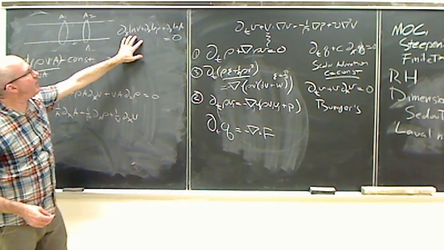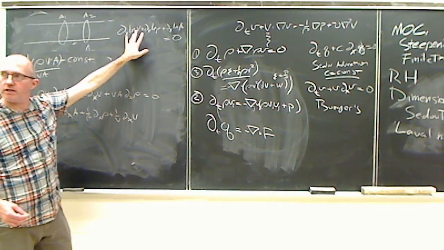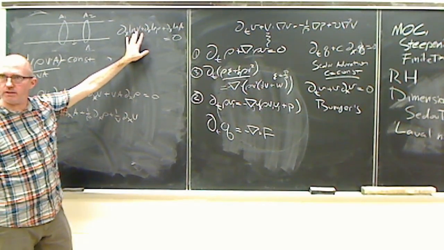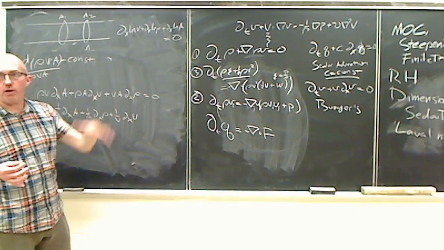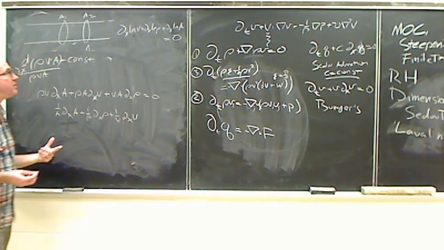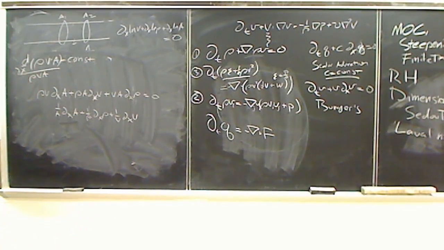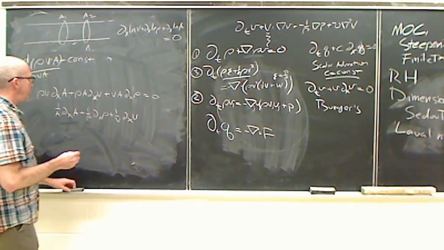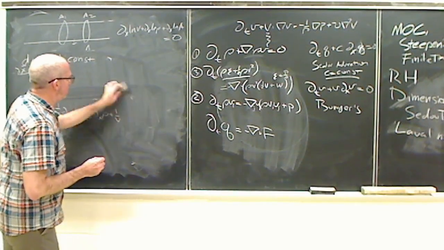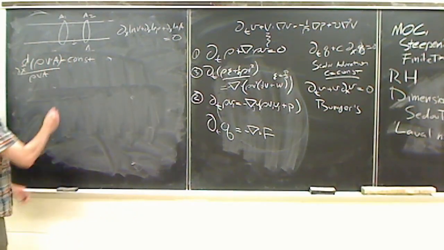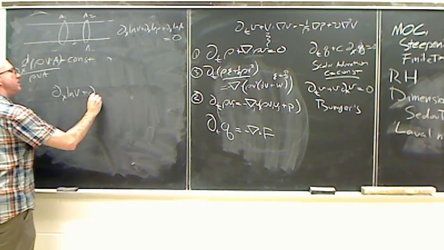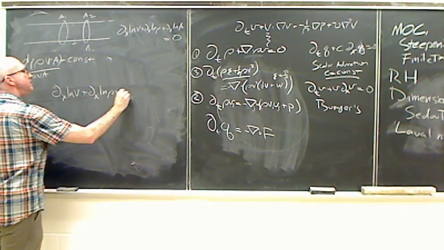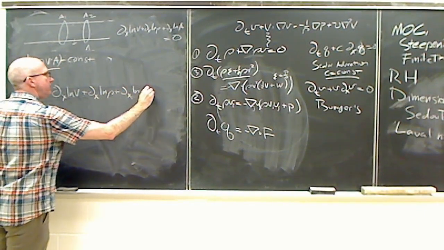And I like writing it this way because log is a monotonically increasing function of the thing that it's on the inside. So if rho is increasing, so is log. So this just lets me see that this is, yeah, so actually, I want to talk about that for a second. Let me write it down again. So d by dx of the log of v plus d by dx of the log of rho plus d by dx of the log of A equals 0.